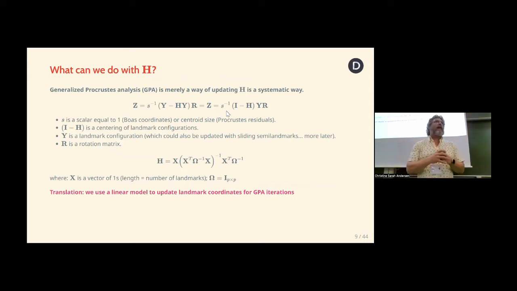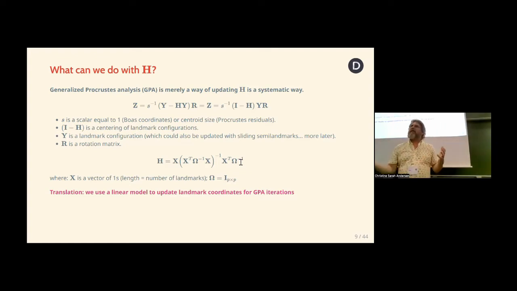Or its centroid size if we're standardizing the size of our specimens. There's that H matrix, which finds the shape mean, and this identity matrix, subtracting it there, that's translation. That means we take our landmark coordinates and put them all in the same spot, and R here is a rotation matrix. So H here, again, a hat matrix, solved the same way.